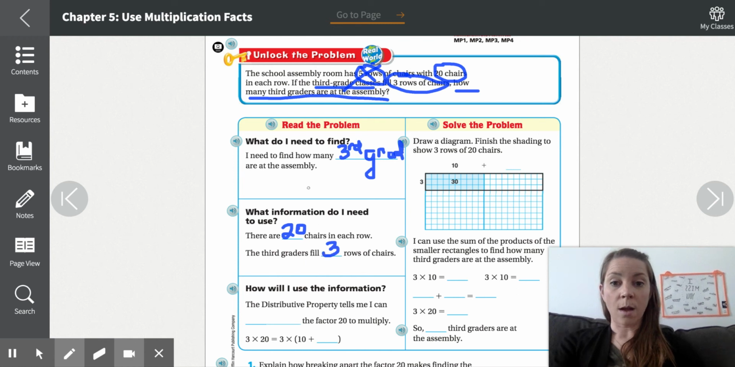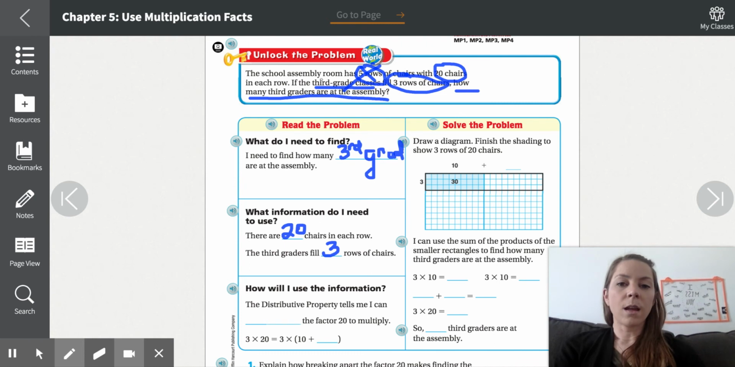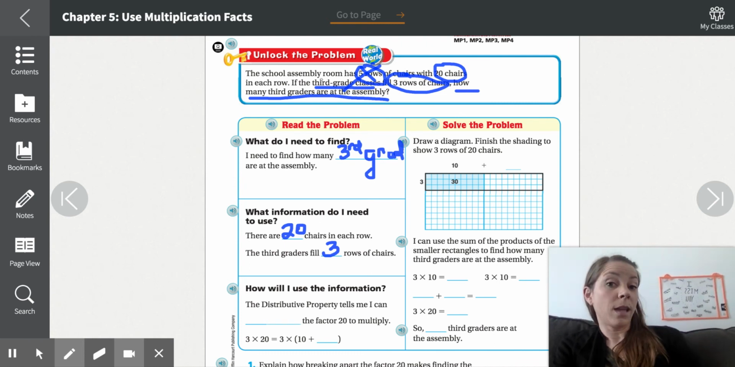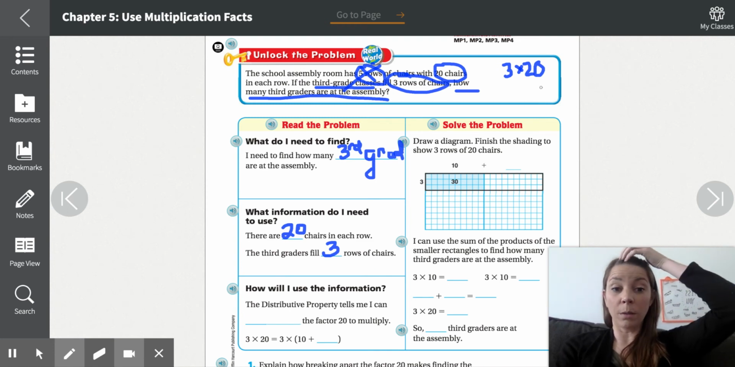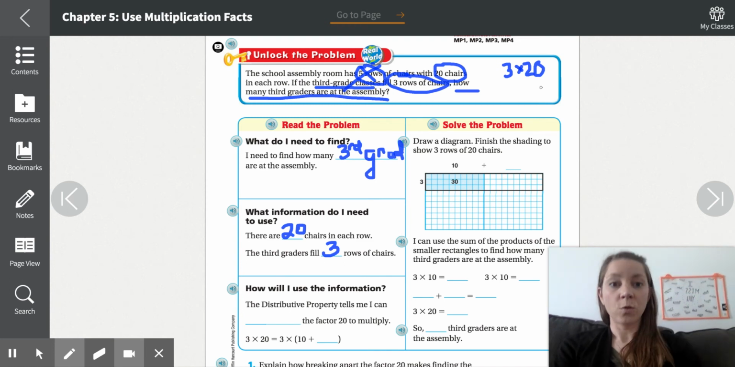So now how am I going to use that information? Well, I know in my mind already that if it's 3 rows of chairs and there's 20 chairs in each, that's a multiplication problem, right? So I know I'm going to be doing 3 times 20. Did you think of that too? Okay. But now we have to think of, well, what strategy can I do for 3 times 20 because I'm not really good at really big numbers like 20 when I'm multiplying.